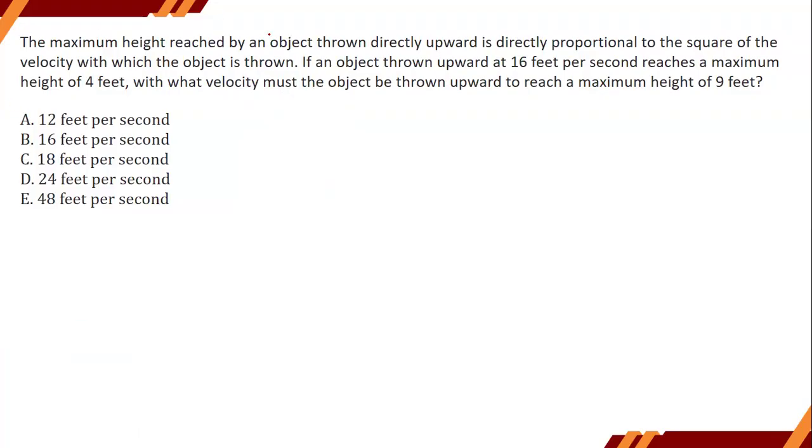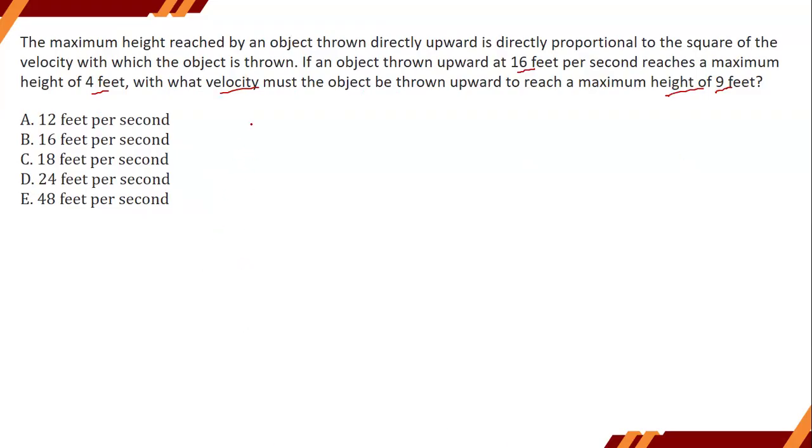The maximum height reached by an object thrown directly upward is directly proportional to the square of the velocity with which the object is thrown. If an object thrown upward at 16 feet per second reaches the maximum height of 4 feet, with what velocity must the object be thrown upward to reach a maximum height of 9 feet? All right. Now here what is given to us?